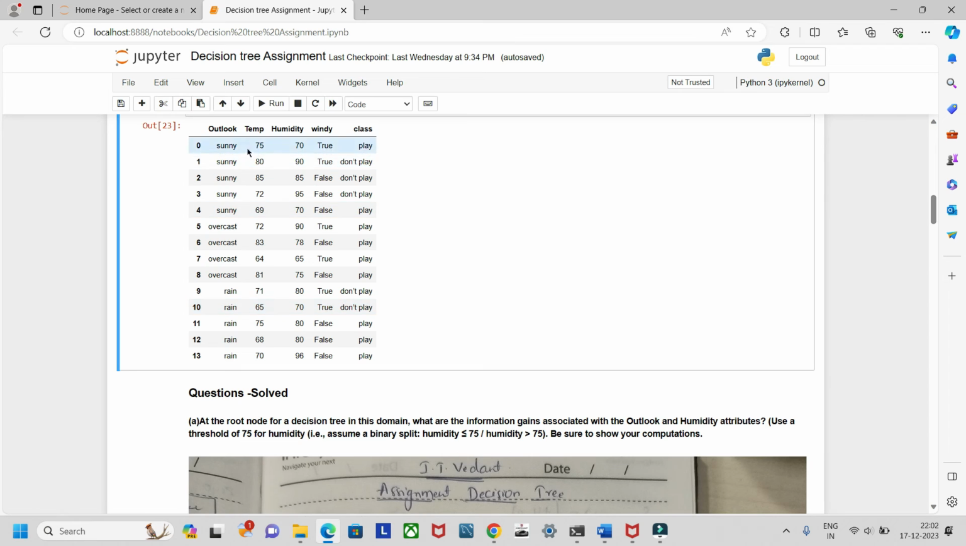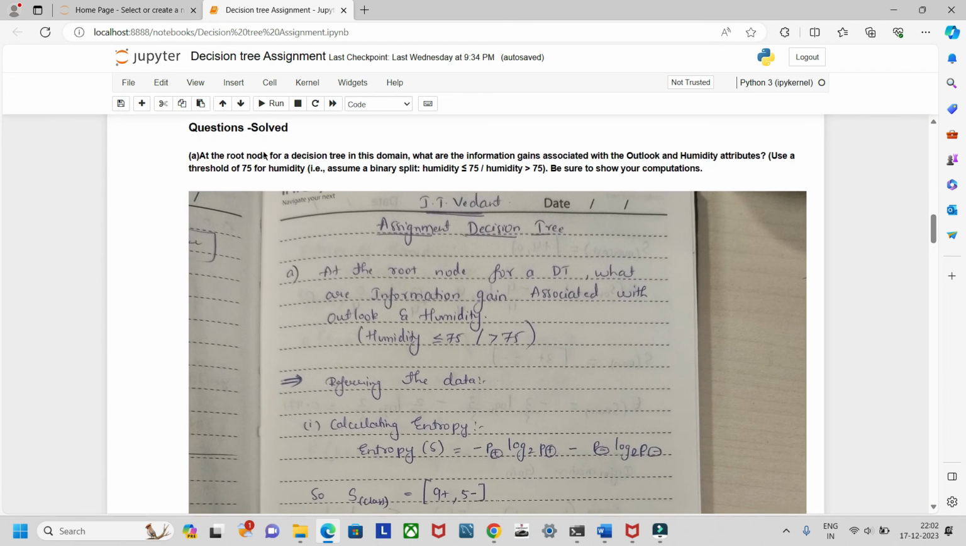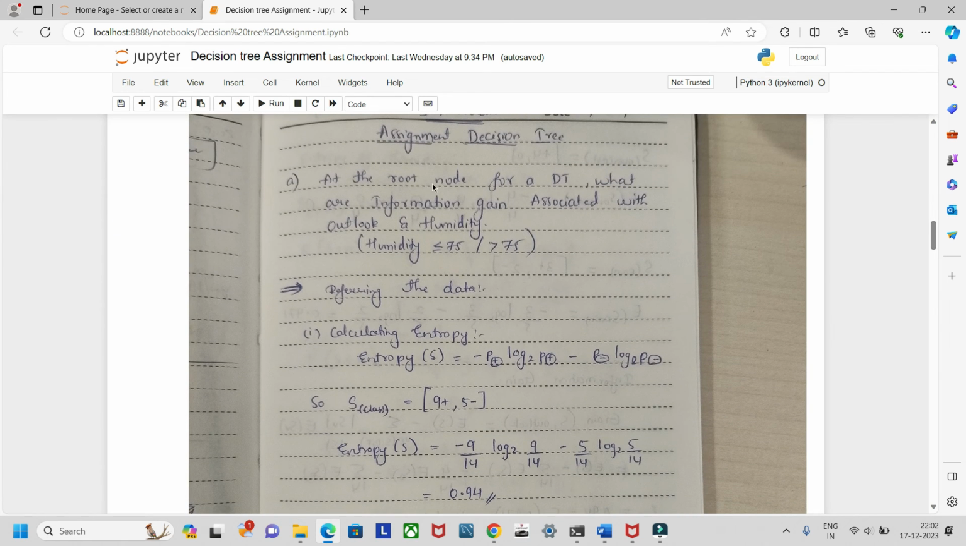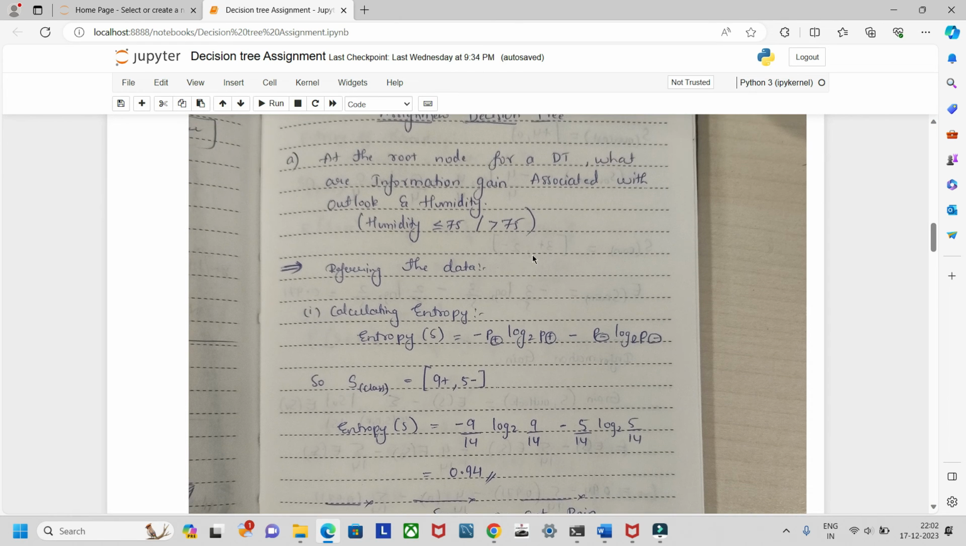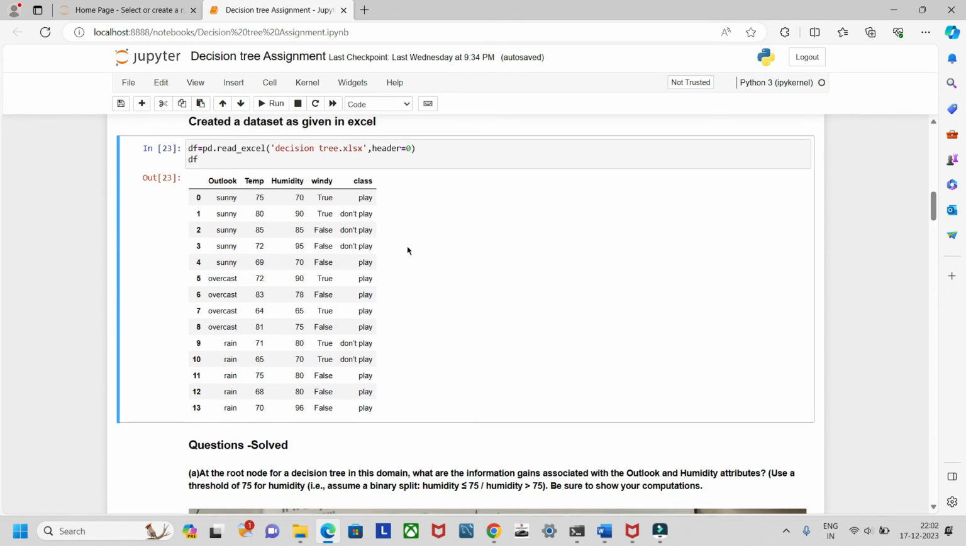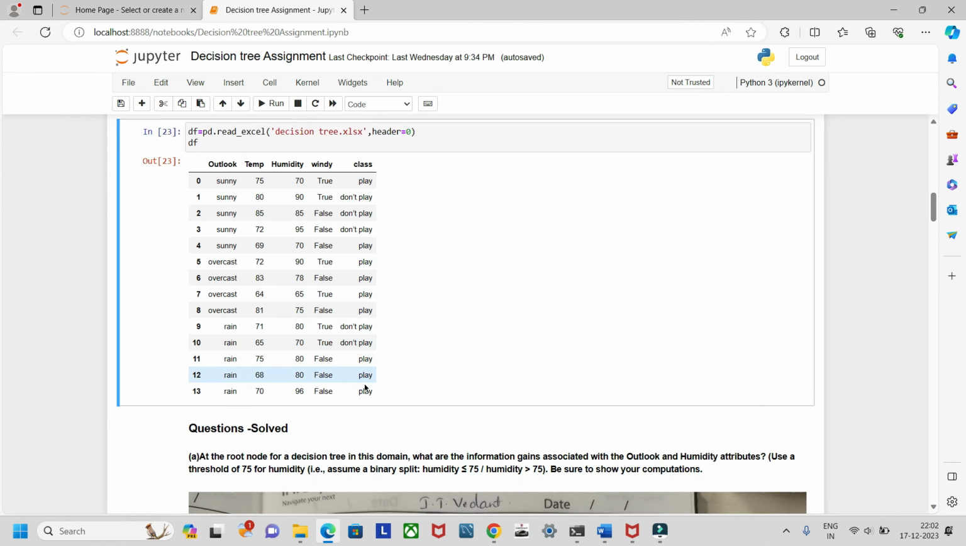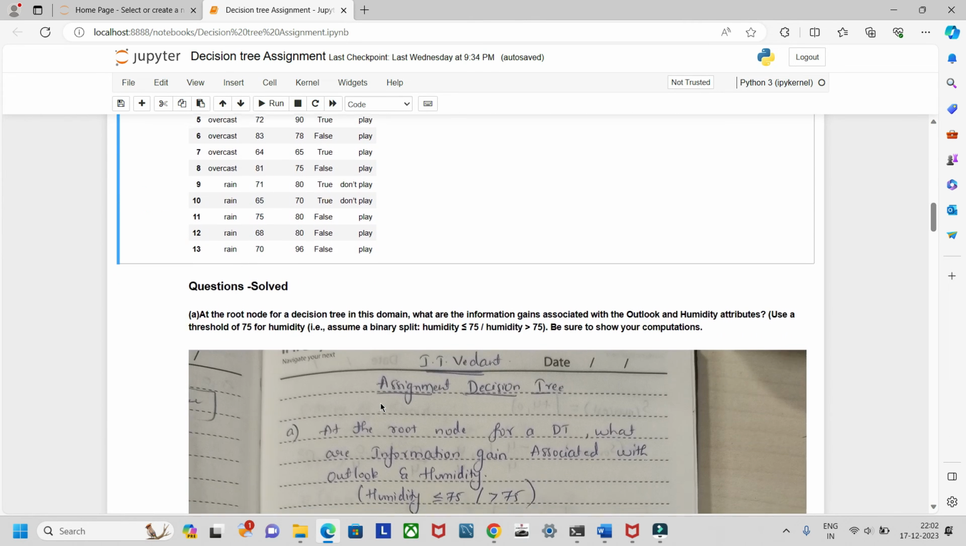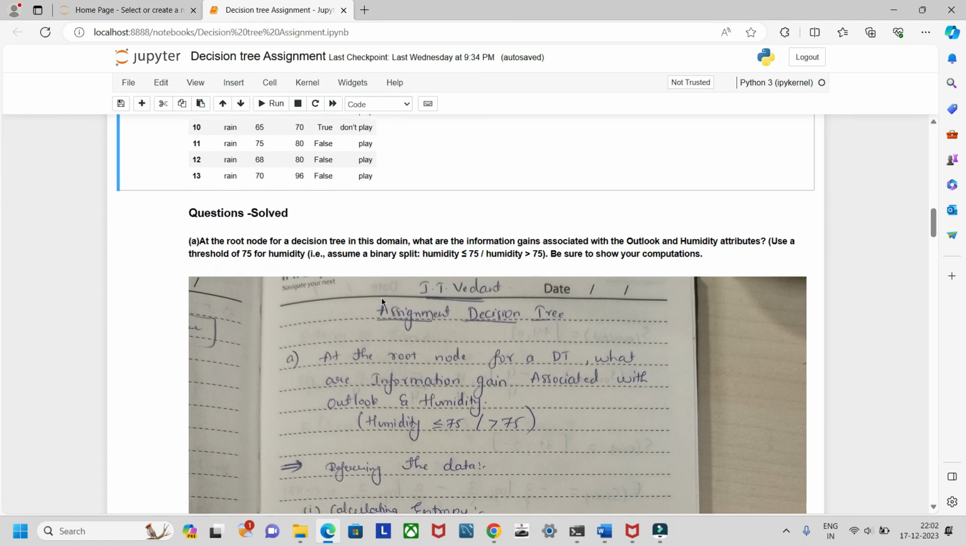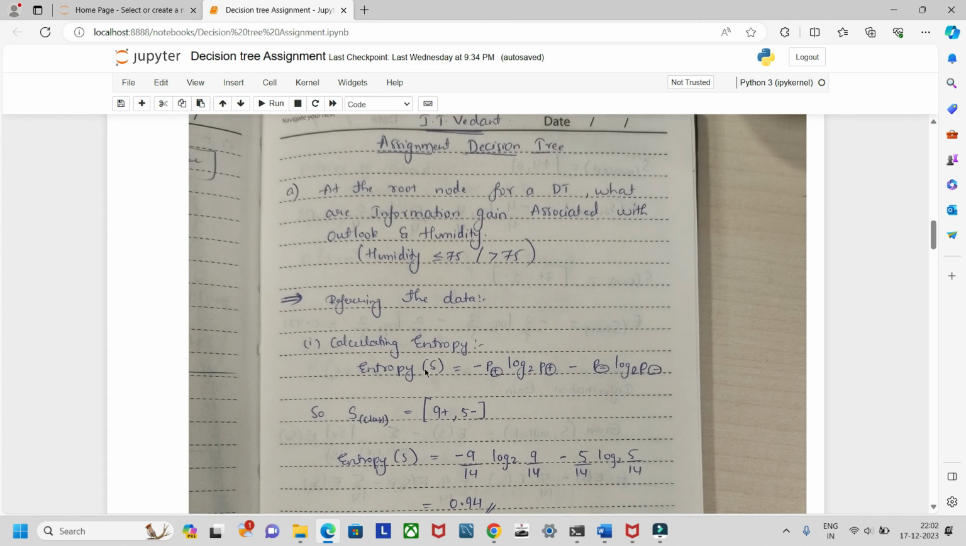So how does the decision tree start to divide, or how does it choose the root node here? First, you can see at the root node for a decision tree, what is the information gain. Basically, we first calculate the entropy of this class, that means the total subset, the target variable you can consider. So how can you calculate the entropy here?